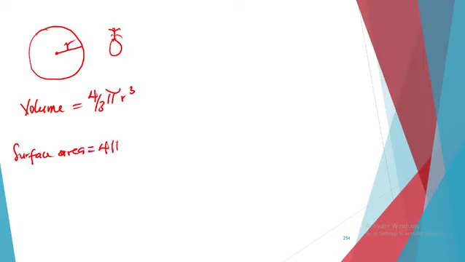Okay, and we are given the volume of a sphere to be equal to 4/3 pi r cube, while the surface area of a sphere is equal to 4 pi r squared, where r here is the radius. Now, apart from this sphere, we have what we call the hemisphere.